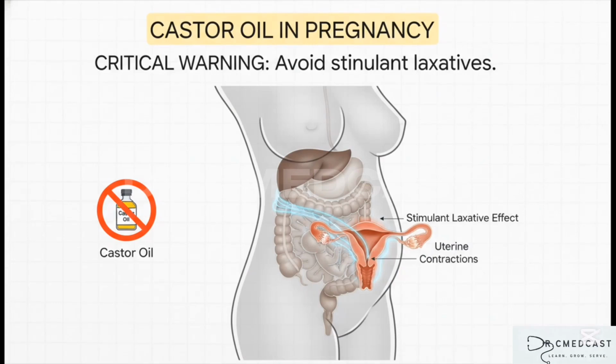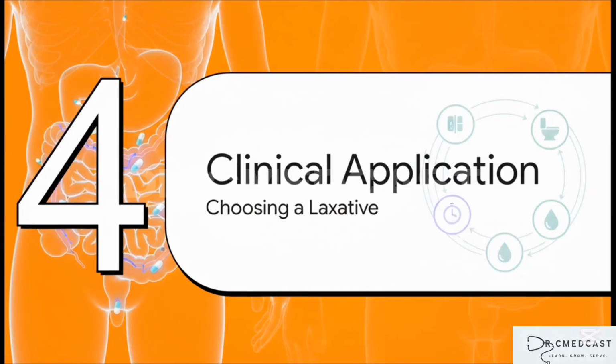And here's another critical point, a huge contraindication for a specific group of patients. Castor oil is a really powerful stimulant laxative, but that stimulant effect isn't just limited to the bowel. It can also stimulate uterine contractions. And for that reason, it is an absolute no-go in pregnancy because it could trigger preterm labor. That's another must-know pearl.